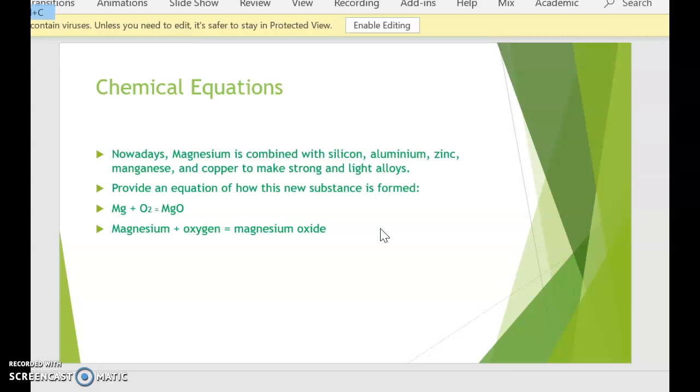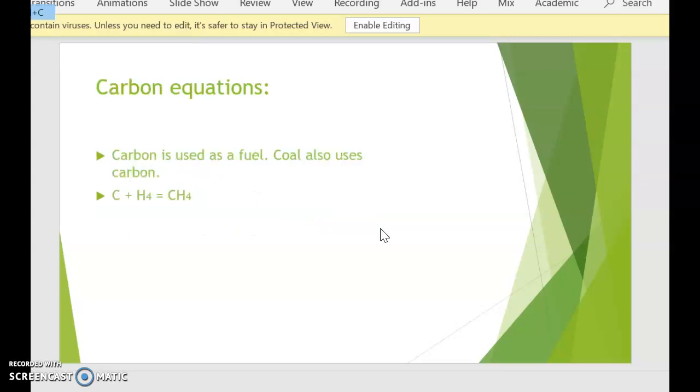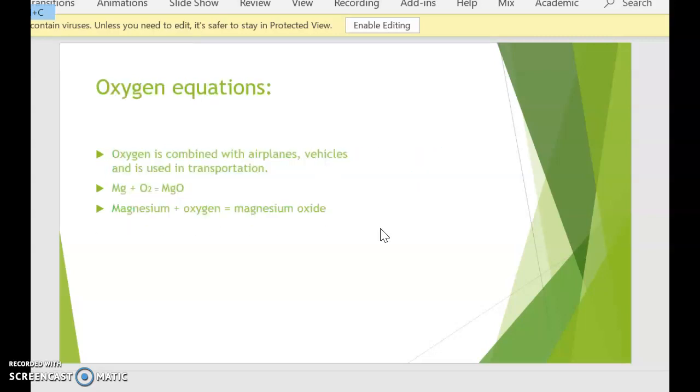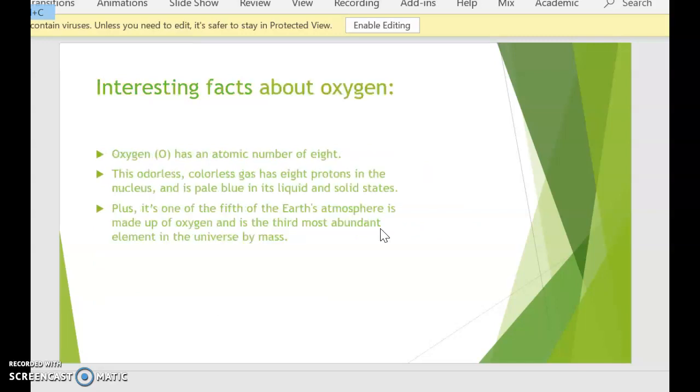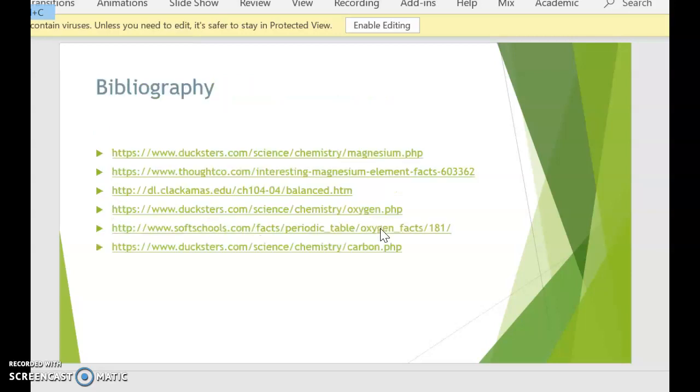You've got one chemical equation for each of your elements. Would have been good if you could have found a few for each. You've got some interesting facts there about each of your elements, so that's really good to see. And you've got a bibliography, so you've done all the parts you were supposed to do.